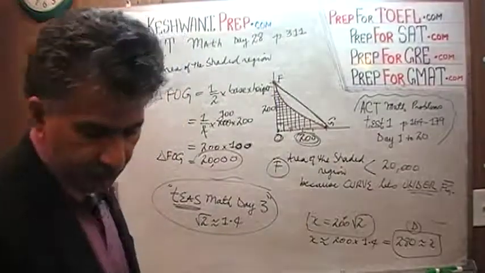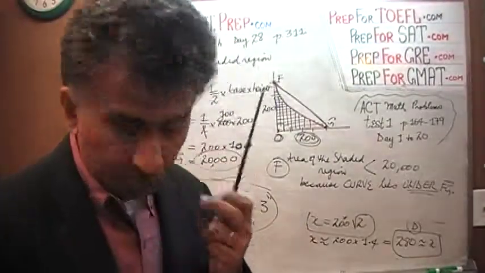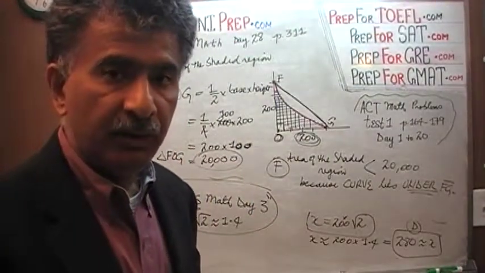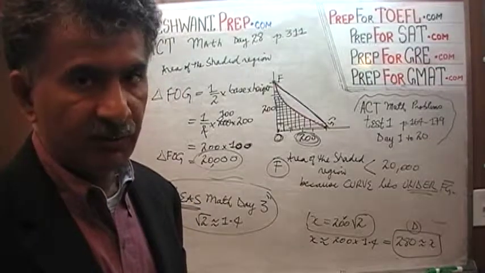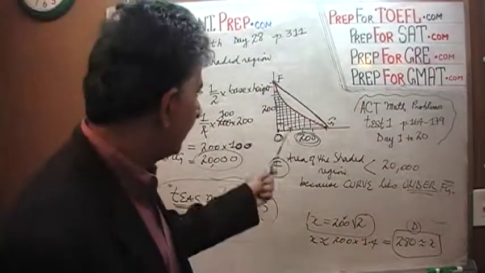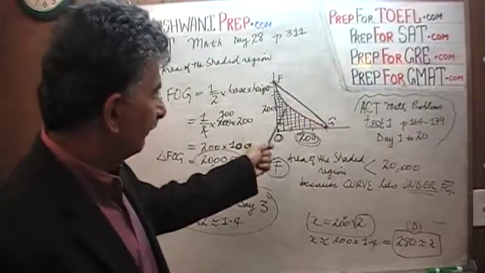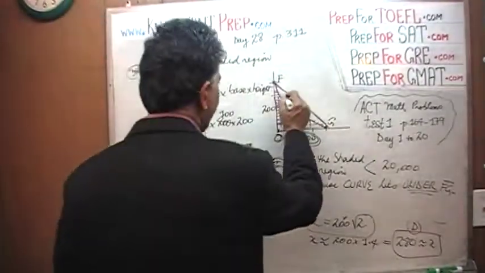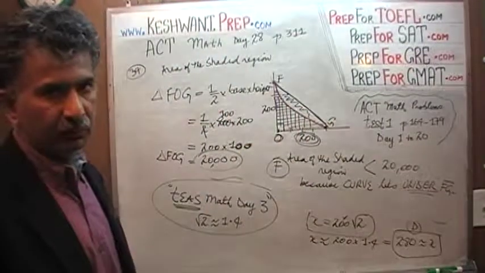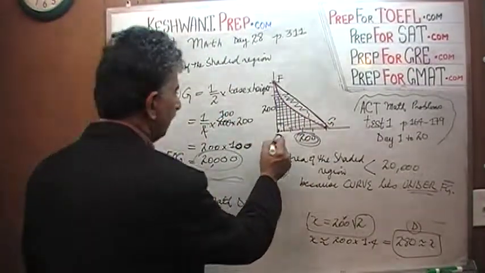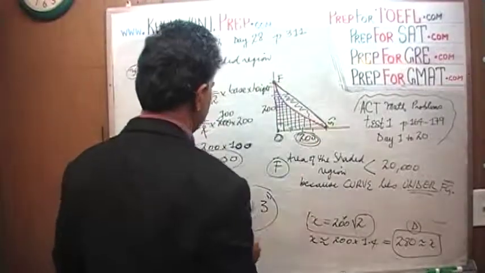The answer is F. We don't have to worry about the other answer choices because they tell us that the area of the shaded region is more than 20,000. Obviously, the area of the shaded region is not more than 20,000 because the area of the triangle is 20,000, and this is less than that. It's missing all of this area. So the area of the shaded region is less than 20,000. 20,000 was the triangle OFG.